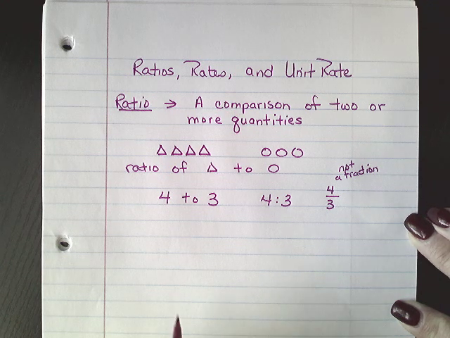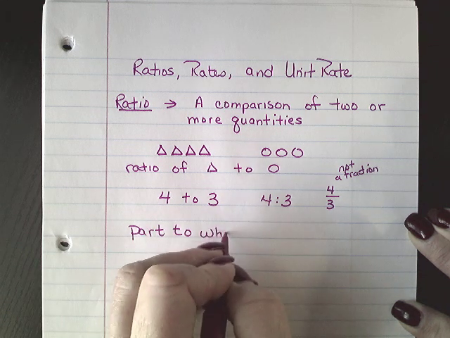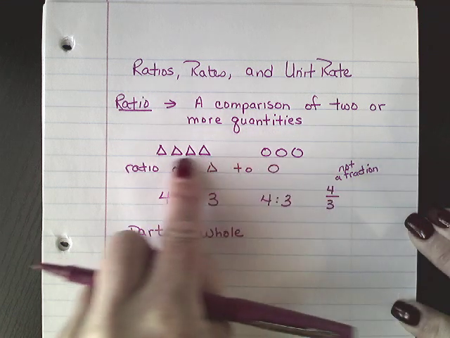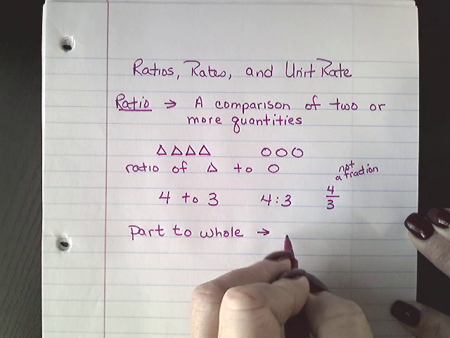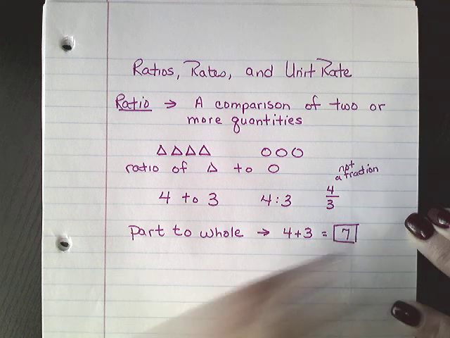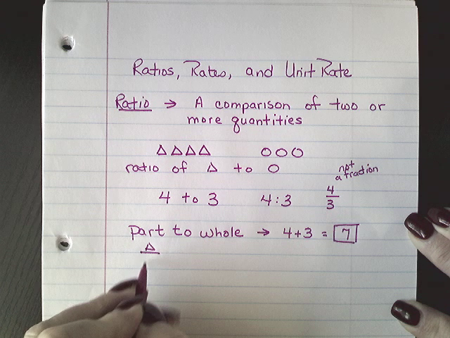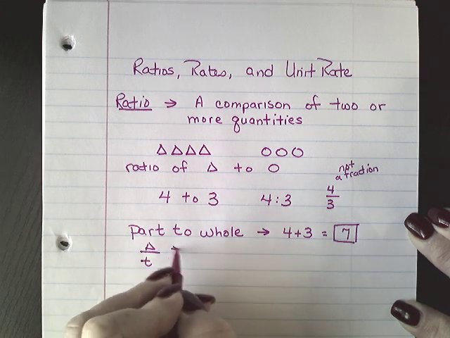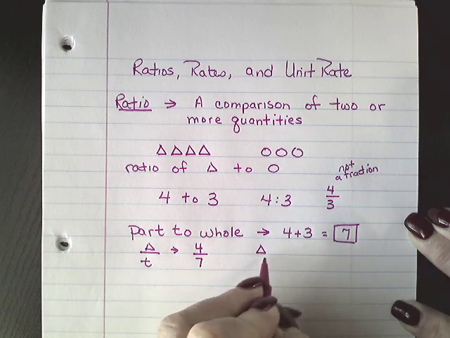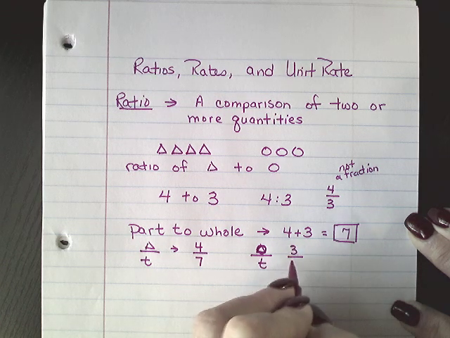All right? Now, sometimes we'll say part to whole. When we say part to whole, we are referring to adding together. So how many shapes do we have all together? We have 4 plus 3, which is equal to 7. So if I did part to whole, I would say triangles over total, and that would be 4 out of 7. Or I would say circles out of total, and that would be 3 out of 7.